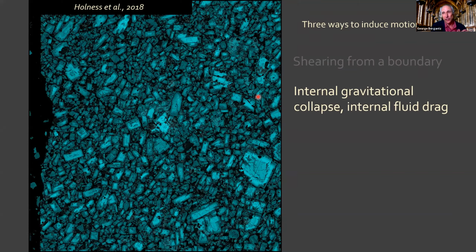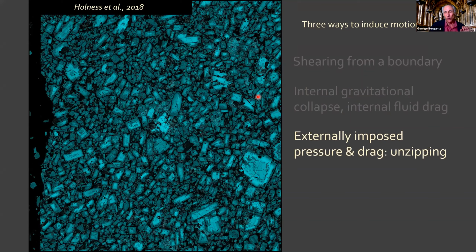Another way to get motion in a mush is to have internal gravitational collapse or internal fluid drag. By that I mean crystal-rich plumes, or perhaps fluid seams becoming buoyantly unstable, like the recent work by Allison Rust looking at Rayleigh-Taylor instabilities of melt seams. But the point being, here is another way to induce motion in your mush, but this is also going to be, once again, local. You can also have externally imposed pressure and drag by reintrusion and open system processes, producing what we might call unzipping.